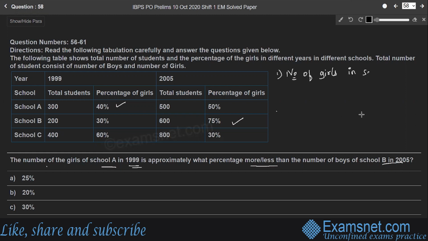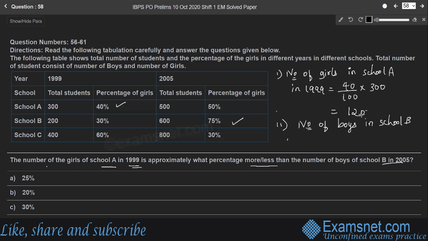in school A. School A in 1999 is equal to, so out of 100, 40 is the number of girls, therefore out of 300. Therefore, there are 120 girls in school A. And in the second part, number of boys in school B in 2005, 75% is the percentage of girls, therefore 25% is number of boys. Therefore, out of 600, there are 150 boys in school B.